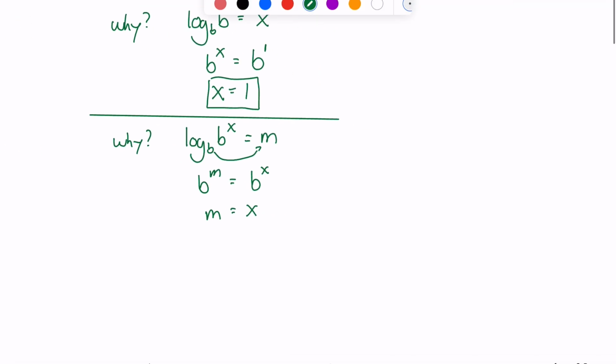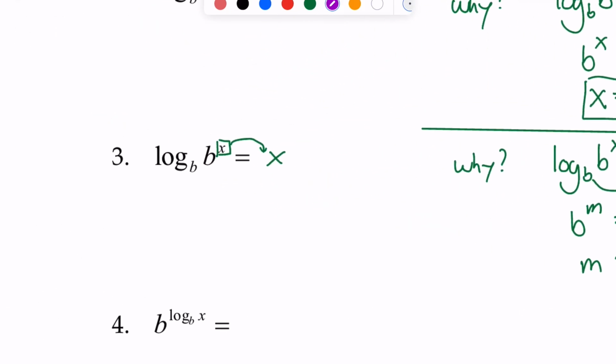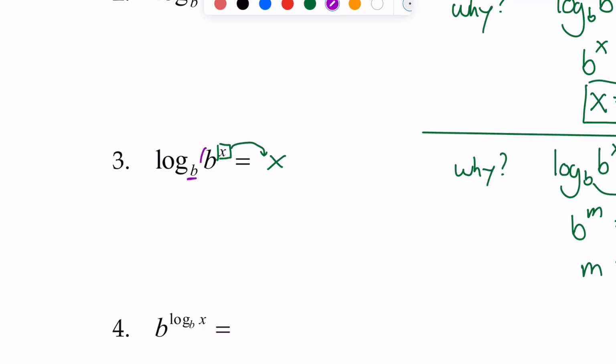So that means log b to the x is equal to some unknown, but that unknown is equal to whatever the exponent was. They're identical to each other, so this is equal to x. So when you take the log base b, and inside you have the base and the base of your exponent being the same, this is just going to be equal to the exponent, x.